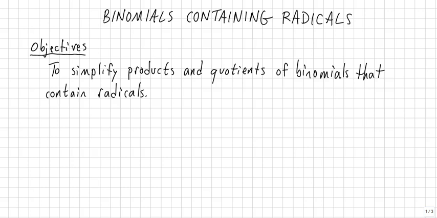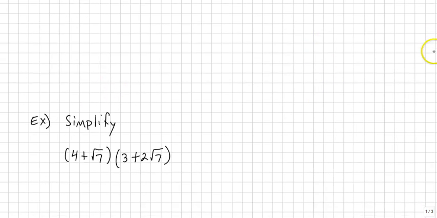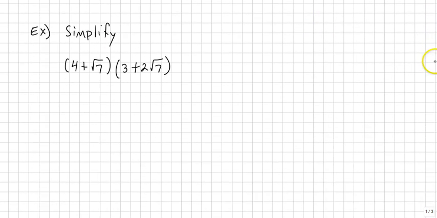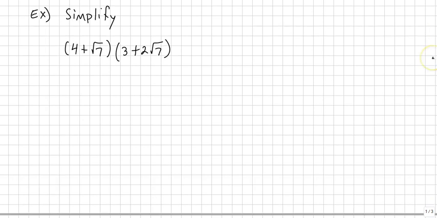In this video, we're going to take a look at how to handle binomials that contain radicals. So we're going to learn how to simplify products and quotients of binomial expressions that contain radicals. So there's not any new definitions or theorems. We are going to learn what a conjugate is.